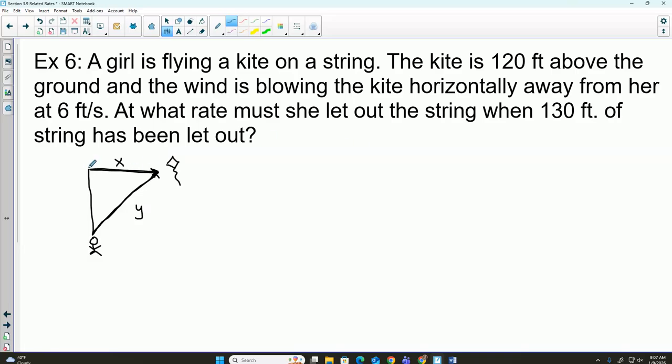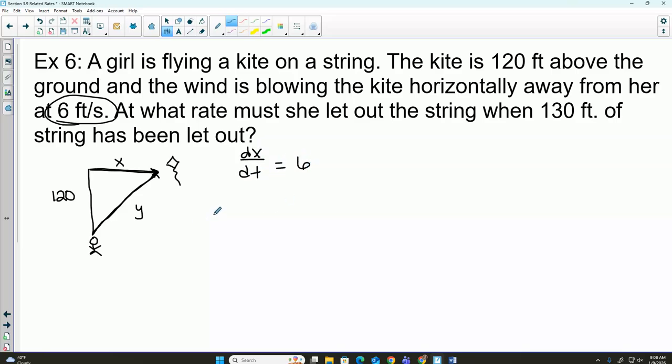If the kite is just blowing horizontally, is the height above the ground changing? No. So we could go ahead and just say this is 120 because we know it's not going to change. And any numbers like that that we could put in at the beginning will just help us later on. Now, if you call it a variable for now, you'll have to adjust later on. It doesn't mean you're wrong, it just means later on we change it. Okay, so it's going away from her at 6 feet per second. So what would that be? dx/dt is 6.